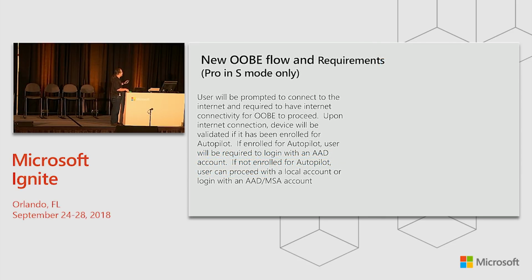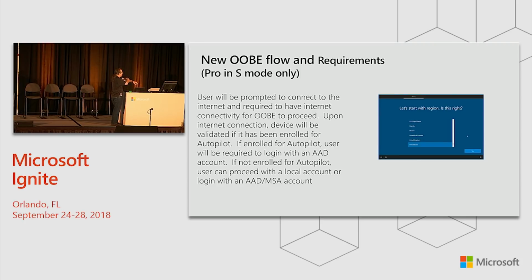And then, of course, in Pro and S mode only, and not Home, you can be prompted to connect to the internet and have internet connectivity for OOBE to proceed. If the device has been validated for Autopilot, then the user will be required to log in with an AAD account. If not enrolled for Autopilot, they can proceed with a local account. This has been a big ask from our enterprise customers, a way to prevent users from escaping out of a cloud account during Autopilot.